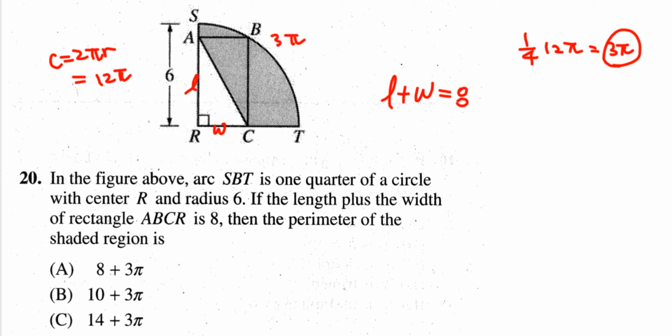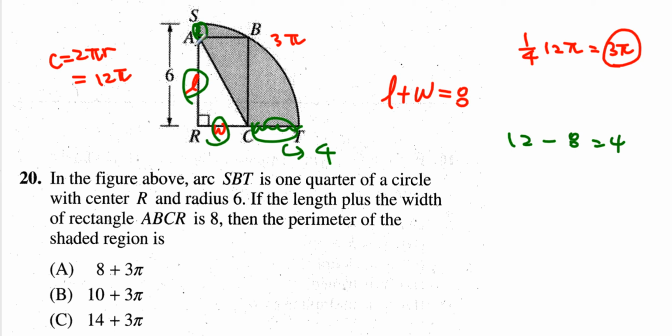Now, how can I figure out this length and this length? You see, that will be in fact equal to 6 plus 6, but I have to subtract how much? I have to subtract L and W. So that means 12 minus 8, which is equal to 4. So when I combine these two green pieces, that's equal to 4.